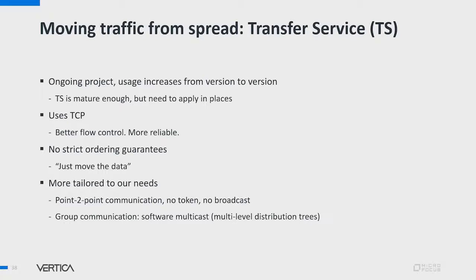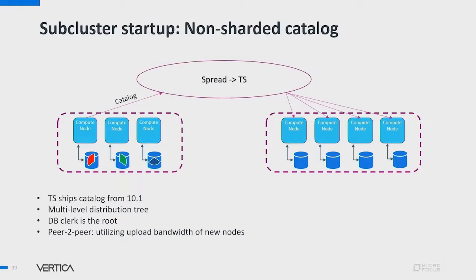So transfer service is a mature component in Vertica, and we are starting to use it in many critical places. The first place is the initial non-sharded catalog shipping. If you remember, this is the first phase of the subcluster startup invitation routine. So we started using transfer service for this task instead of Spread, starting from Vertica 10.1. And as I mentioned, we basically built a multi-level distribution tree to ship the non-sharded catalog to all the involved nodes in a single operation.